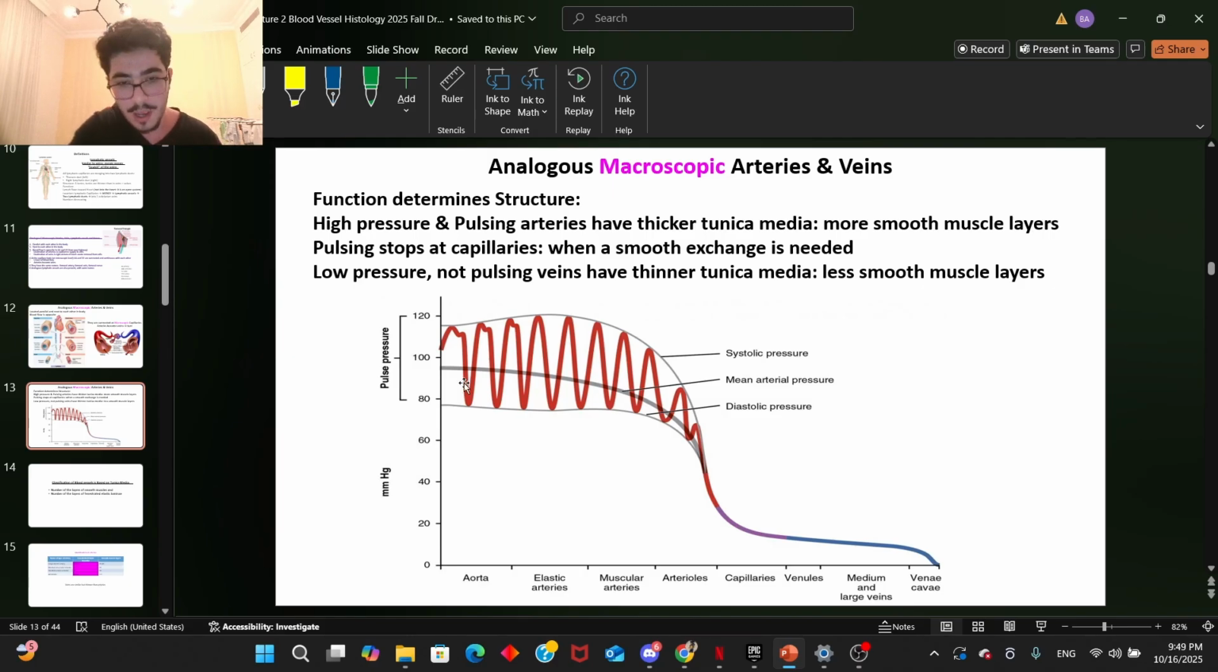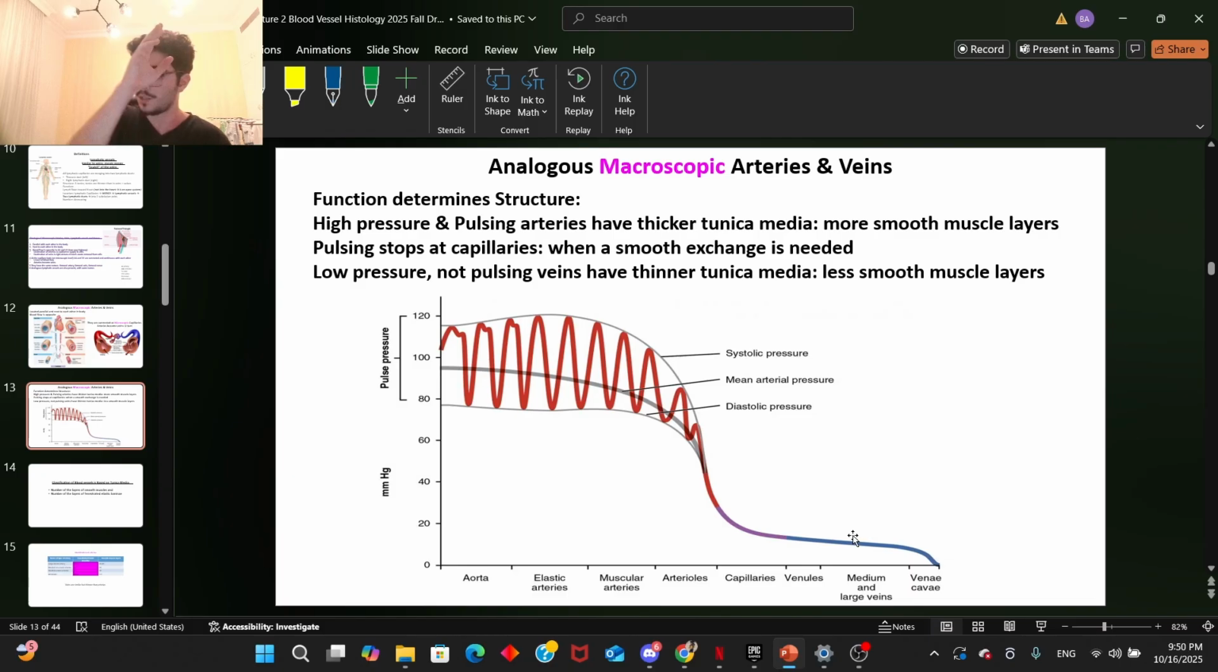Now, as you can see, this is a very cool graph where you can see from the aorta to the elastic arteries, the muscular arteries, as you go down, down, down, the pressure decreases and decreases. And you might expect the pressure to increase after it goes from the capillaries to the venules. No, the pressure from the capillaries is actually higher. And once we reach the right atrium, the superior and inferior vena cava, the pressure actually reaches zero. You can see there, pressure reaches zero.